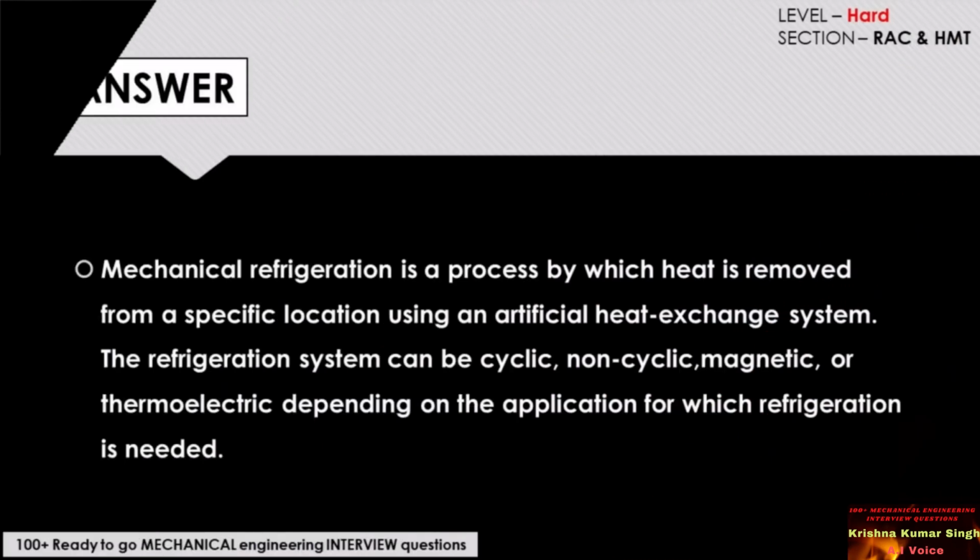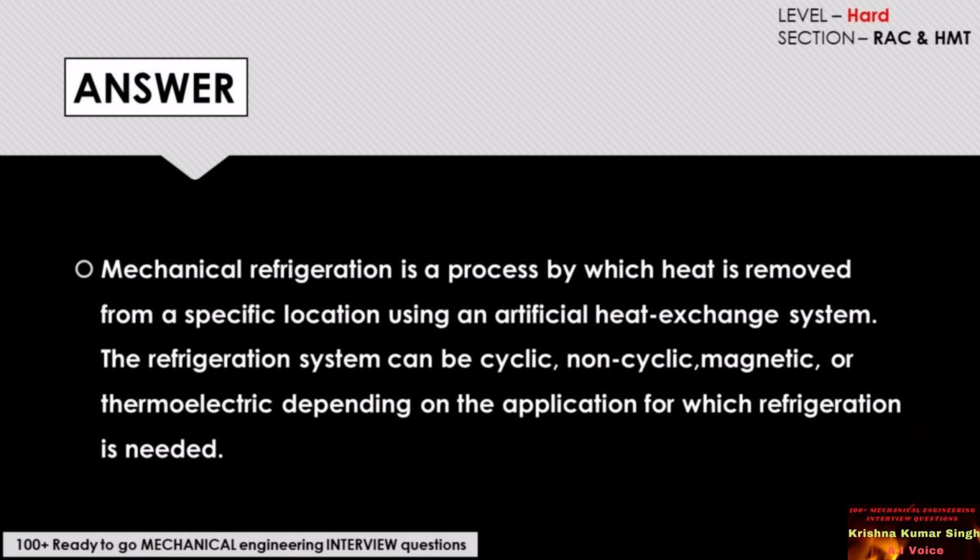The perfect answer to this question would be mechanical refrigeration is a process by which heat is removed from a specific location using an artificial heat exchange system. The refrigeration system can be cyclic, non-cyclic, magnetic, or thermoelectric, depending on the application for which refrigeration is needed.